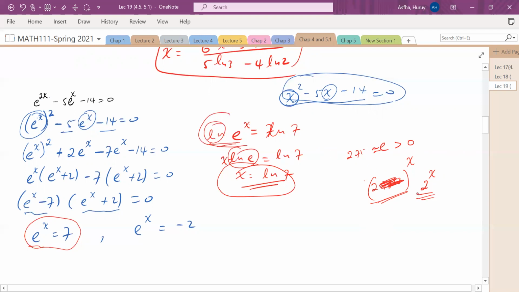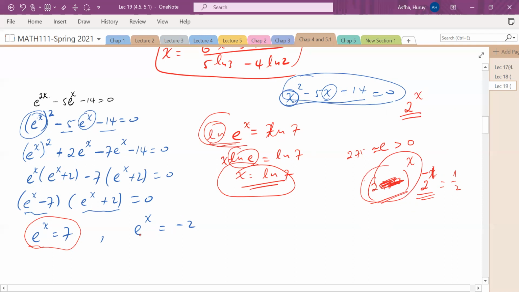And well, if you have negative, for example, -1, what do we get? We have 1/2. So if x is negative, 2 to the power of x will be a fraction. If x is positive, this whole number will be greater than 1. If x is 0, 2 to the power of x will be 1. So this term will never be negative.